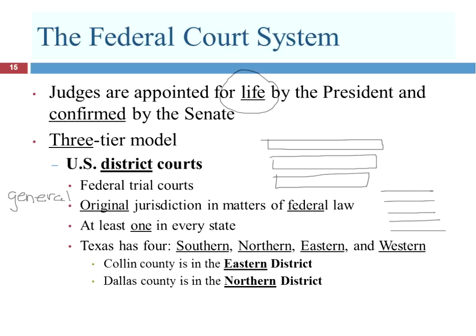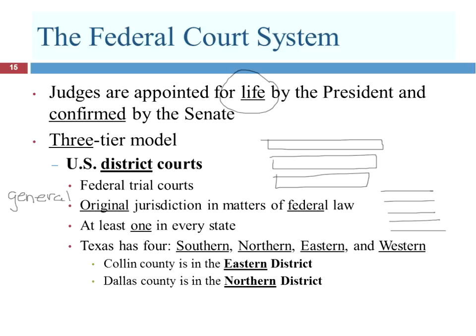Every state has at least 1 district court. Now, when I say a district court, I don't mean that there is a single courthouse. There may be, in certain states, just a single courthouse. We have 4 district courts, but each one of these districts has multiple courthouses. So when we say that there are 4 district courts, we don't mean that there are 4 district courthouses in Texas in the federal system. No, there's many more than that. But they are divided into 4 territories.